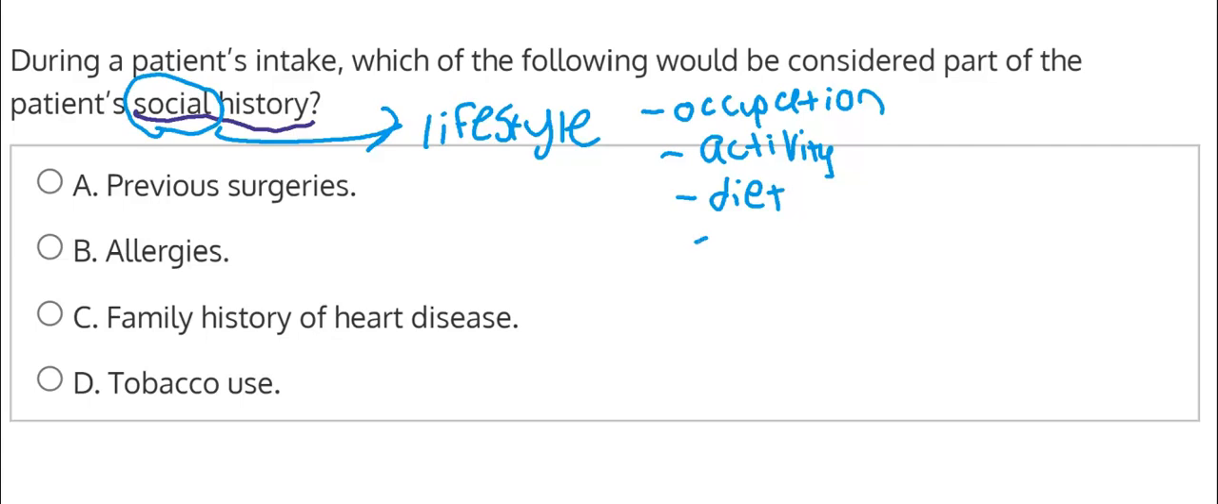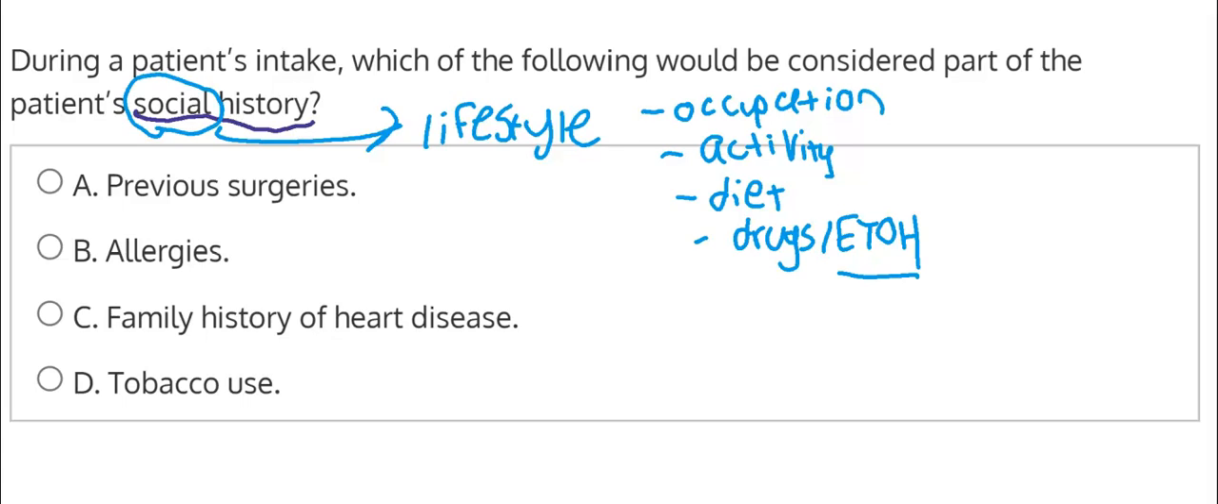So do they have any hobbies? Do they have any interests? And do they use any recreational drugs or alcohol? So drugs and alcohol is part of this. ETOH is a shorthand for alcohol. So now let's go look at the choices and see which one matches this idea of social or lifestyle history.